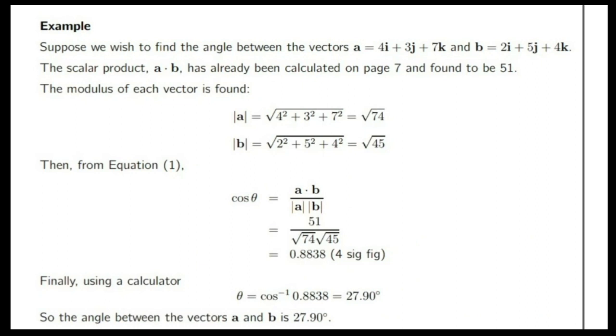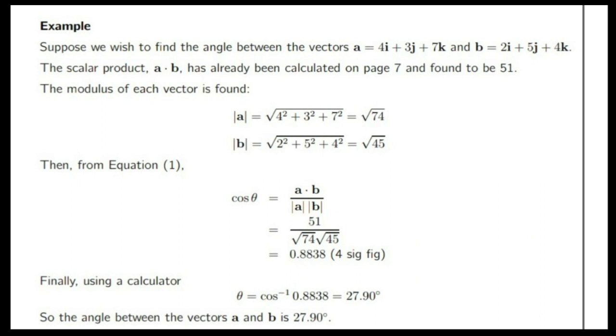Here we have one example. Vector A is equal to 4i plus 3j plus 7k and vector B equal to 2i plus 5j plus 4k. Now we need to find the angle between the two vectors. So first we need to find the magnitudes of vector A and vector B. The vector A has magnitude root 4 square plus 3 square plus 7 square, that is root 74, and the magnitude of vector B is root 2 square plus 5 square plus 4 square, that is root 45.